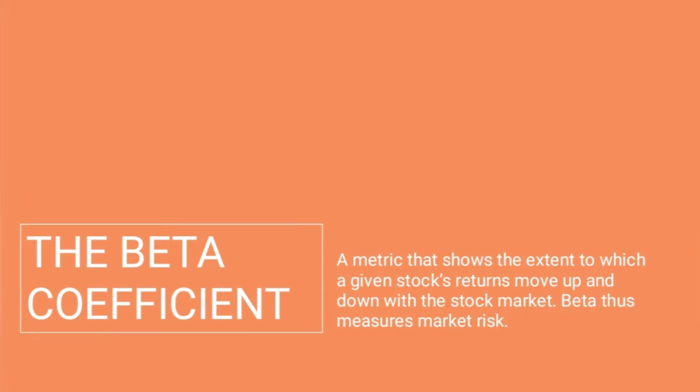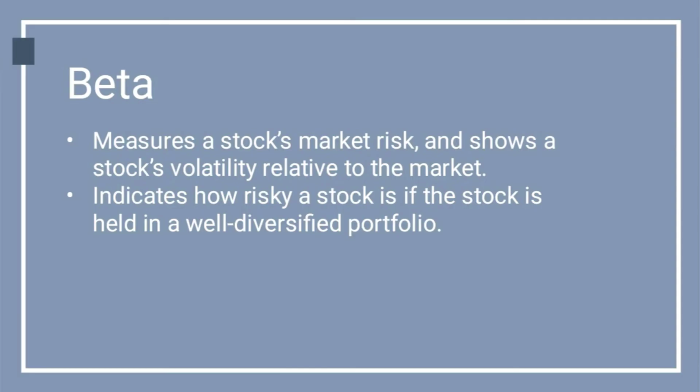Our last topic is the beta coefficient. Beta coefficient is a metric that shows the extent to which a given stock's returns move up and down with the stock market. Beta thus measures market risk. Beta also shows a stock's volatility relative to the market. It indicates how risky a stock is if the stock is held in a well-diversified portfolio.